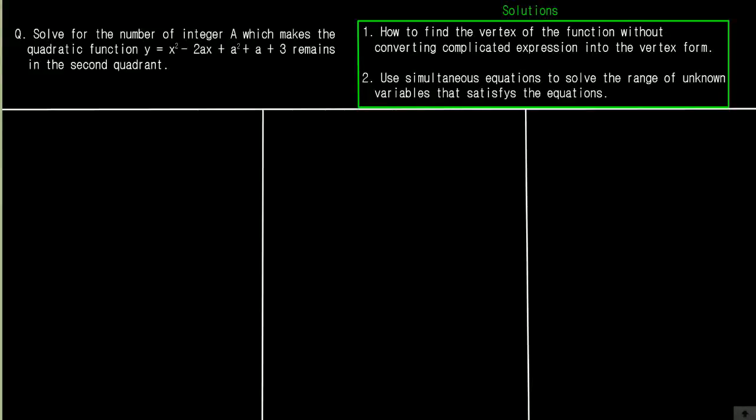Solve for the number of integers a which make the quadratic function y is equal to x squared minus 2ax plus a squared plus a plus 3 remain in the second quadrant. Before we solve this question, let's think about the types of the vertex in the quadratic function, which will be the possibilities.